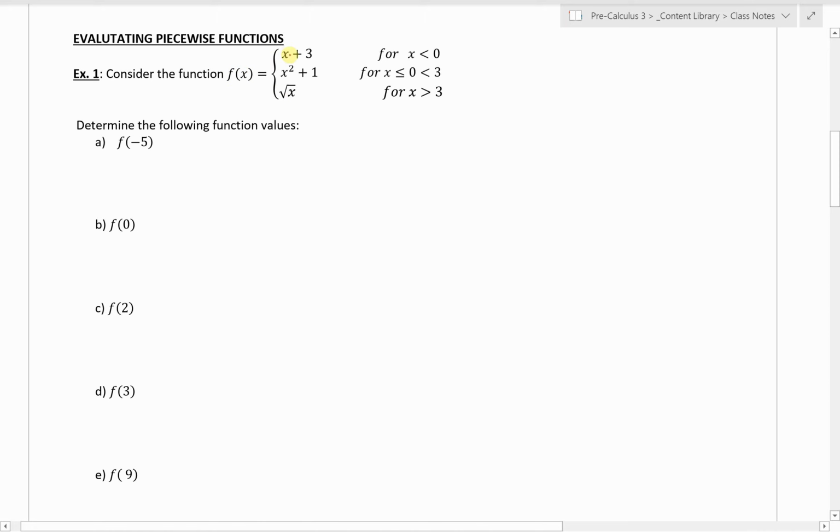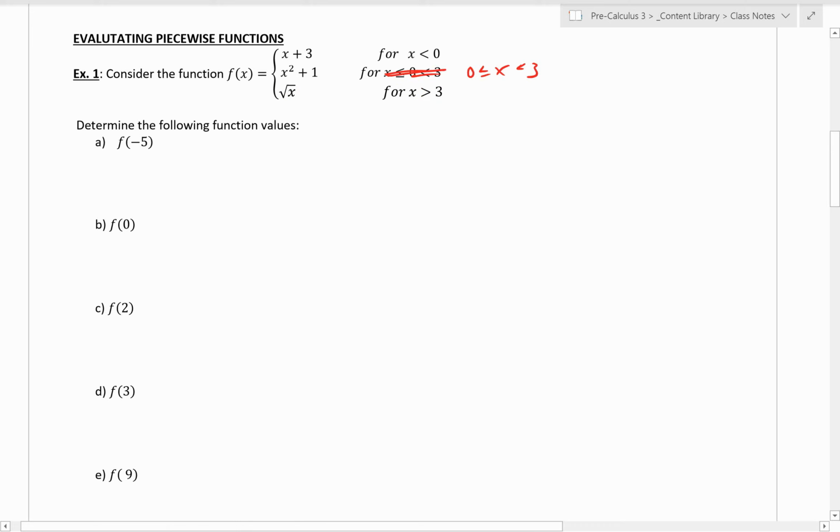The function value is x plus 3 when you're taking x values less than 0. The function value is x squared plus 1 for x values. Oops, this is written wrong, sorry. That should say 0 less than or equal to x less than 3. So when x is in this interval from 0 to 3, we're going to plug it into x squared plus 1. And we're going to plug into square root of x when x is greater than 3.